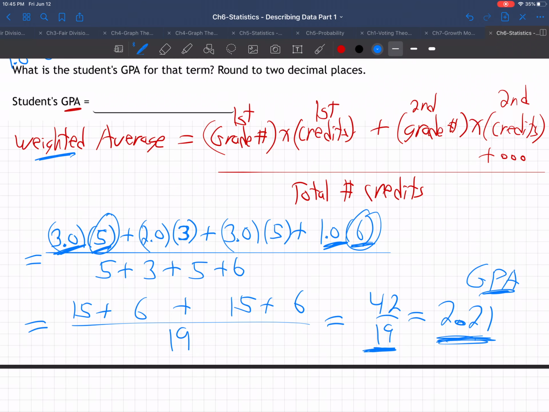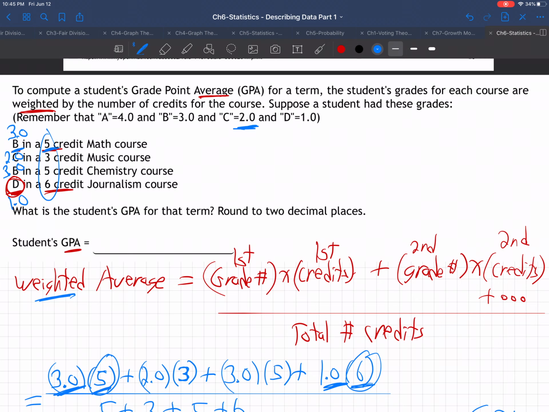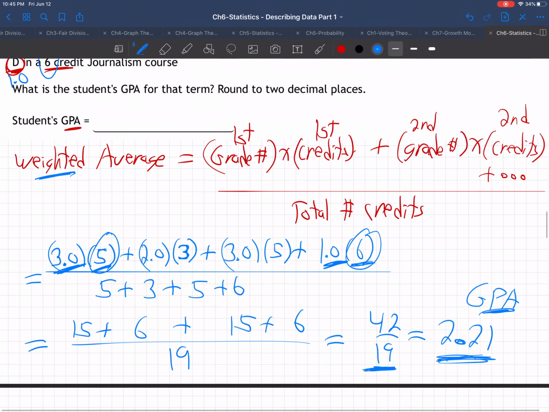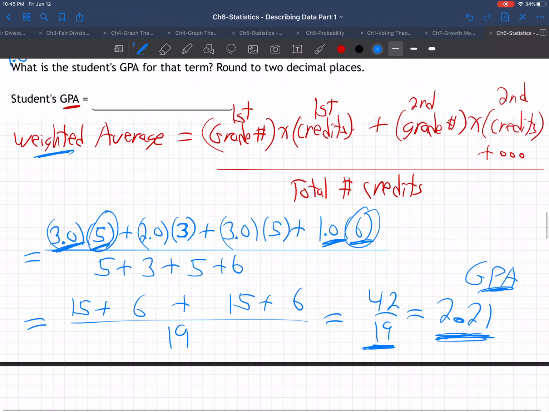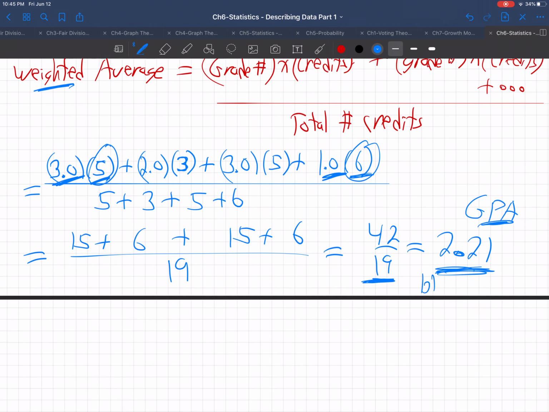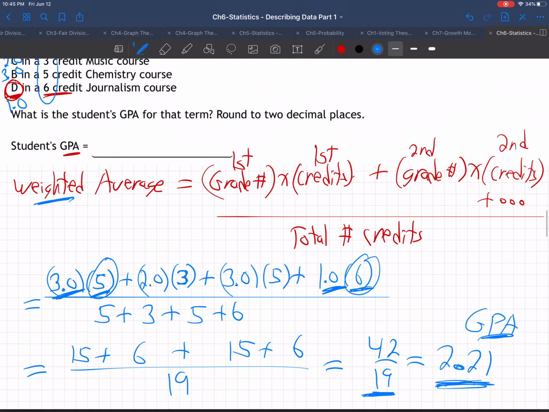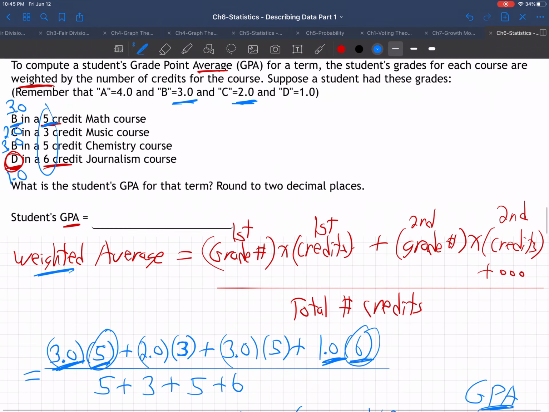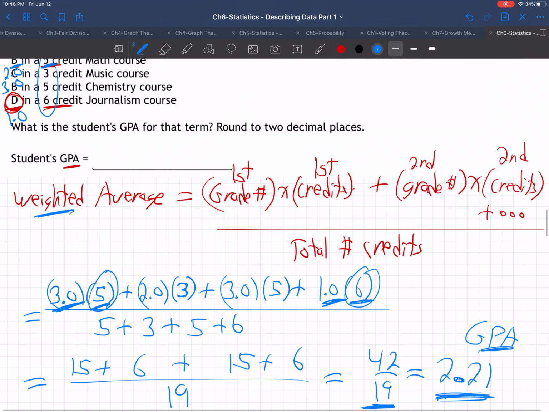And that means on average, what's a 2.0? 2.0 is a C and a 3.0 is a B. So this person has a grade point average between C and B, closer to the C, the 2.0, than the B, the 3.0. So there's the GPA calculation. That's how they calculate your GPA for whatever classes you take each semester.